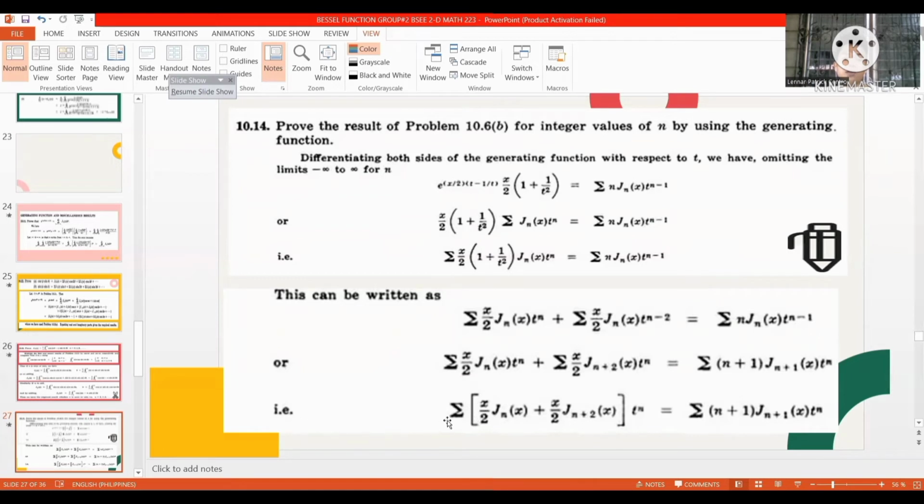Either the summation of [(x/2) J_n(x) + (x/2) J_{n+2}(x)] t^n equal to the summation of (n+1) J_{n+1}(x) t^n.